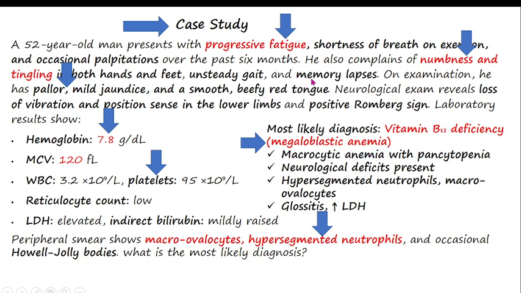Why? Because we have numbness and tingling, the problem of neurology. This confirms that it is megaloblastic anemia, specifically vitamin B12 deficiency. So macrocytic anemia with pancytopenia, and neurological deficits present. Also, hypersegmented neutrophils are only found in megaloblastic anemia. But you have to consider other parameters and the macro-ovalocytes on the peripheral blood smear. All of this is confirming megaloblastic anemia, specifically vitamin B12. Please, no one is supposed to get 0 for the case study of megaloblastic anemia.